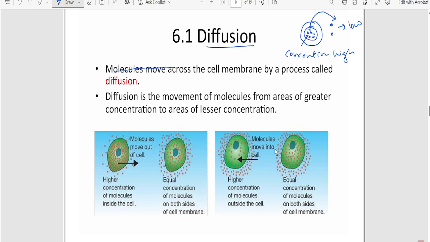Molecules move across the cell membrane by a process called diffusion. The cell needs lots of substances to be transported outside and inside, and the cell needs to communicate with its environment and with other cells. All these things are done by diffusion.